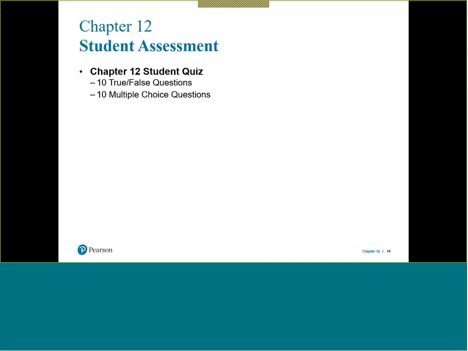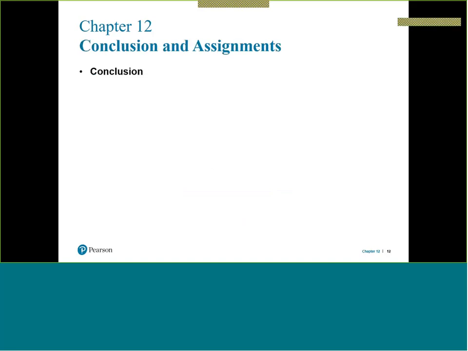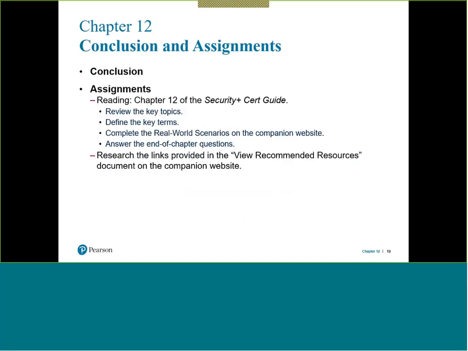So in this chapter, there's 10 true false and there's 10 multiple choice. Again, review the key topics. Look at the real-world scenarios. I know that some of the labs aren't running. There's an Nmap lab if it runs. Y'all can duplicate that on your own. I've made the CEH class do it. I'm going to suggest it again to y'all. Put Nmap on your computer and look at it.